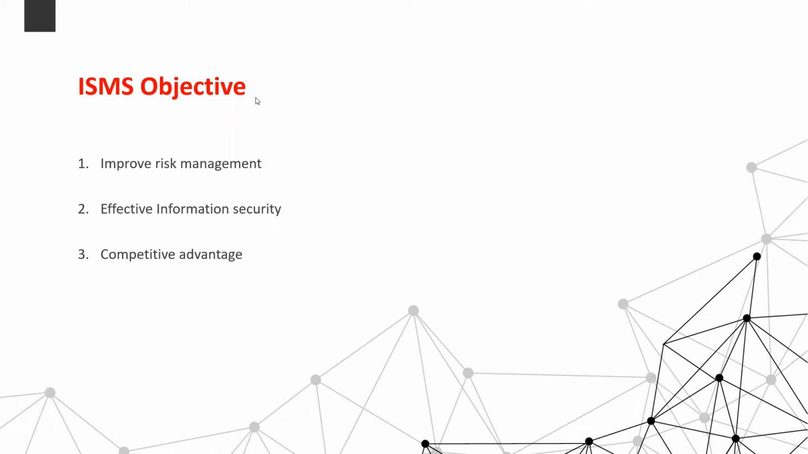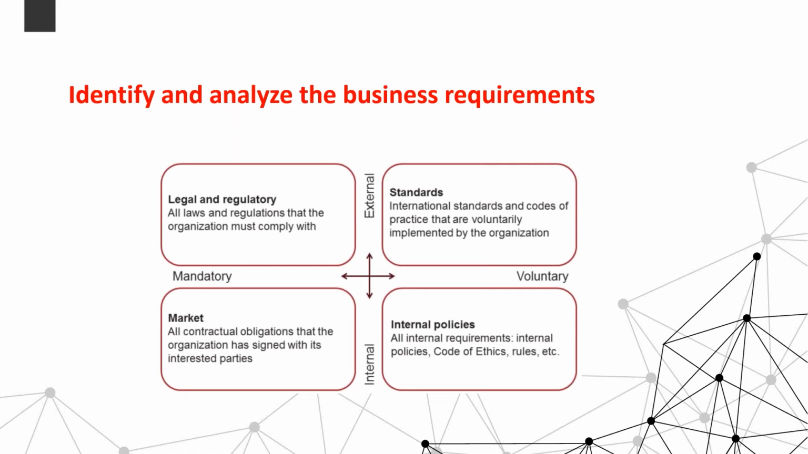Based on that, what we decided and understood, we are going with an ISMS objective. Once we have that in place, after that we are going to identify and analyze the business requirement as well. That will be our next step. Now the organization is going to take this business into accountability. Related to that, the requirements that the organization is going to meet are legal and regulatory, standard requirements, market, and internal policies.